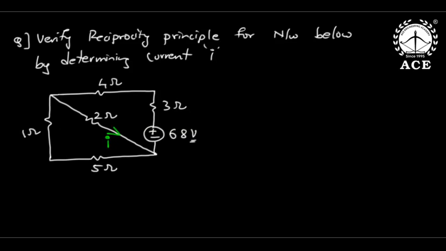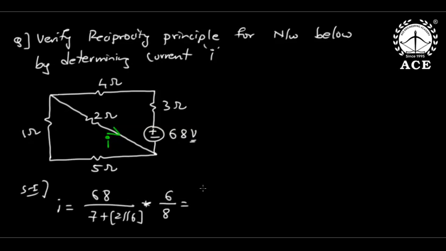Now see this. First step, step one: first find I normally. This current will be total voltage by total resistance, 7 plus 2 in parallel to 6, into current division, opposite 6 by the sum 6 plus 2, 8. You get 12 by 7, this is 12 by 8, 56 plus 12 is 68, and this 8 will cancel. I think it will be 6 amperes. You check it, you will get 6 amperes.